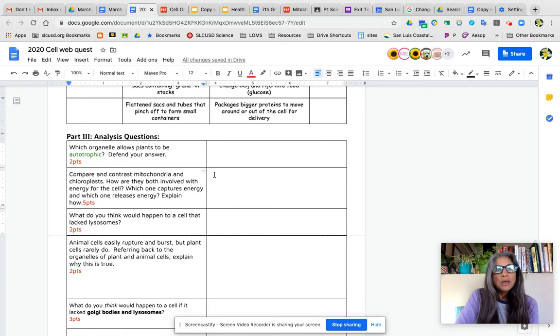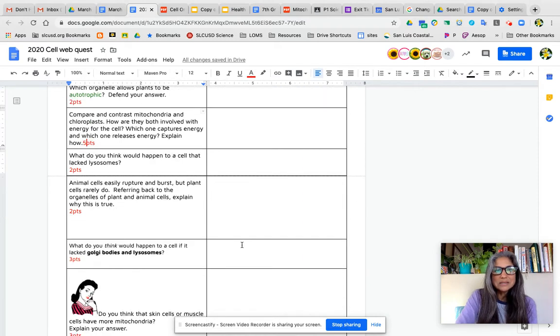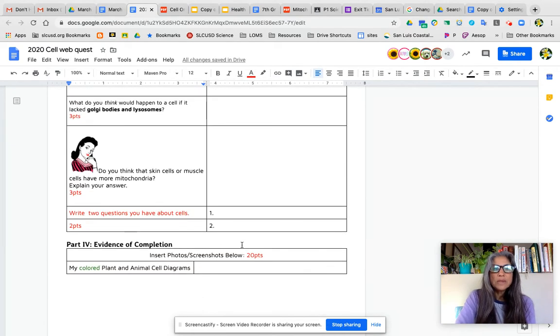Tomorrow, you want to spend some time doing a little bit more analysis. And then on Thursday, you're going to insert a screenshot of your plant and animal cell diagrams. And again, if you were able to draw those pictures, great.